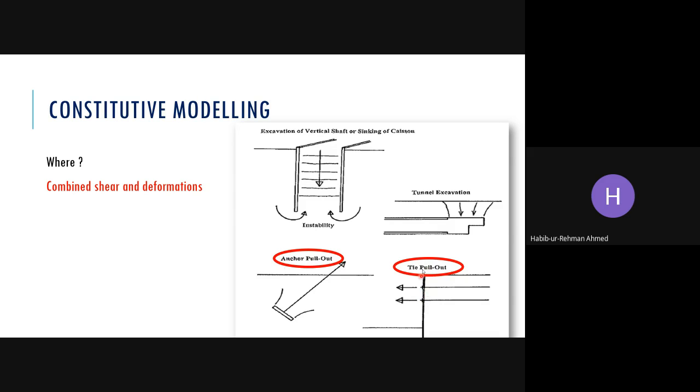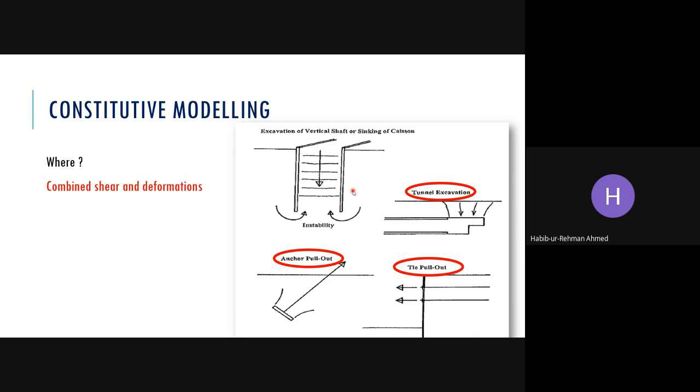But here, the most important part of any retaining wall is the movement of this wall with respect to the material behind it, and this is very, very critical information that is required. And for tunnel excavation, it is not only the shear failure of the tunnel material or tunnel walls or tunnel roof, it is the total deformation that the tunnel will experience. So it is very important to combine these together.